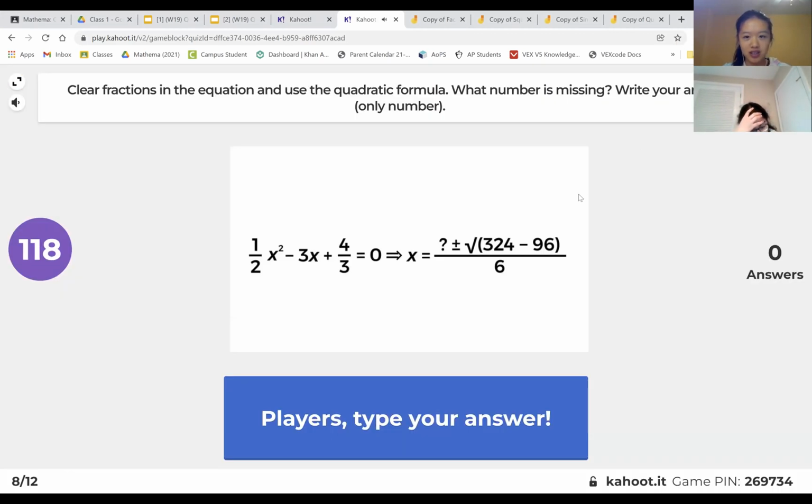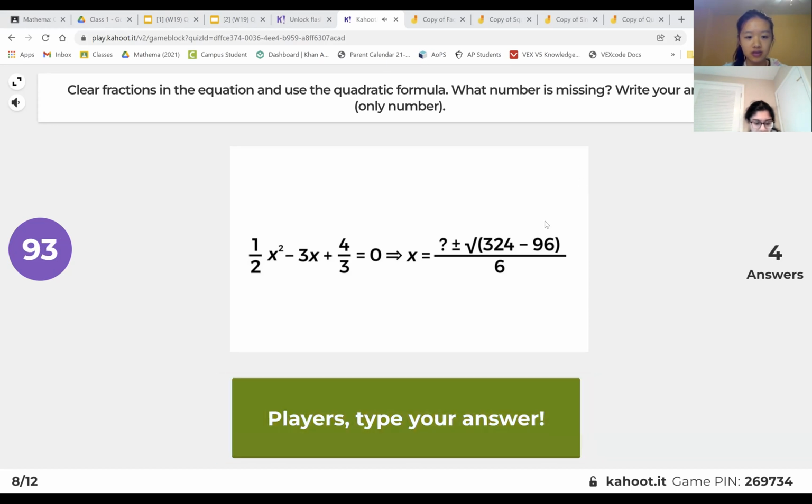What the heck is this about? Wait, should I skip this? No, wait, it's just asking you for the question mark. Oh. Clear the fractions in the equation. Okay, just write the number. I guess. Is it? Wait.